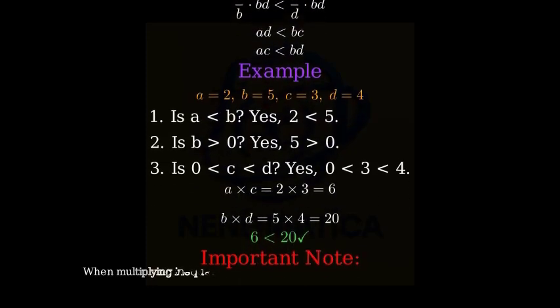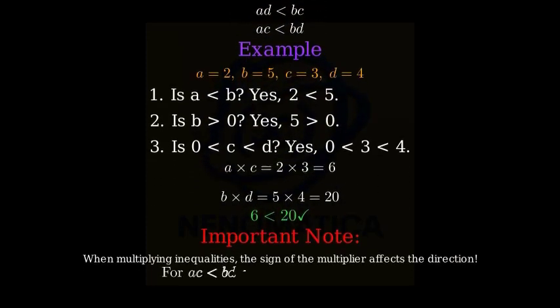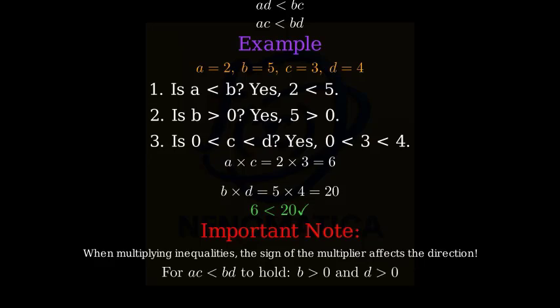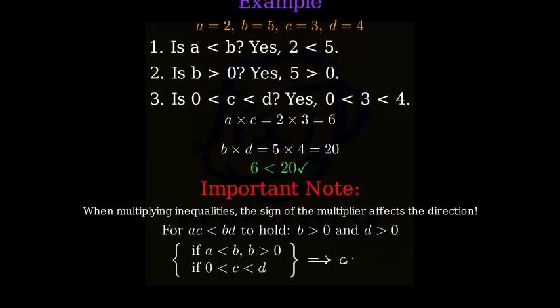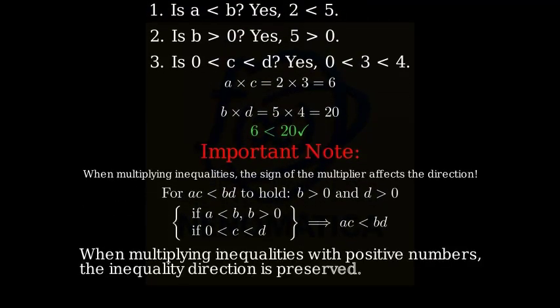To summarize, the 12th property of inequality states that if A is less than B and B is greater than 0, and if 0 is less than C is less than D, then A times C is less than B times D. The key insight is that when multiplying inequalities with positive numbers, the direction of the inequality is preserved.